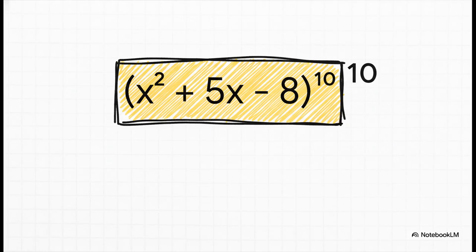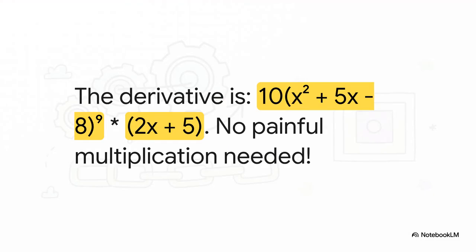Okay, you ready to go back to that monster problem from the beginning? Let's do it. Using our box method, what's the outer function? It's just box to the 10th power. And the inner function is all that polynomial stuff inside the box. We know exactly how to handle this now. And just look at how clean this is. First, we differentiate the outside. That gives us 10 times our box to the 9th power. Then we multiply by the derivative of the inside, which is 2x plus 5. And we're done. No multiplying it out 10 times. That is so much better.